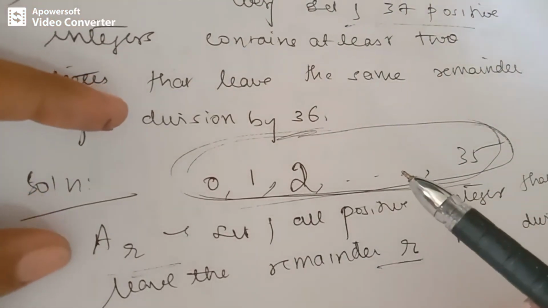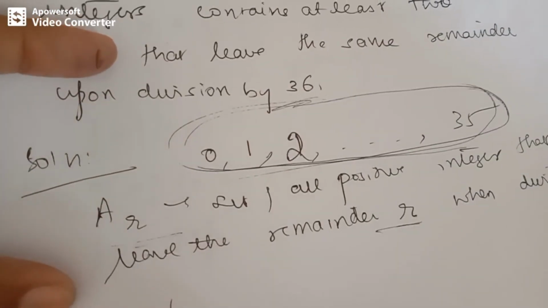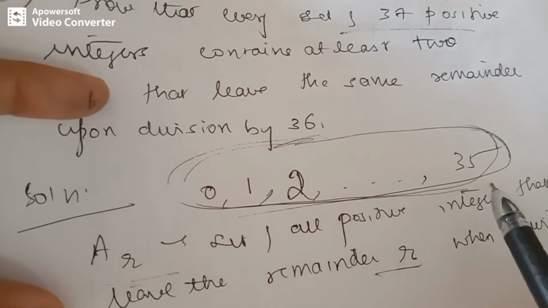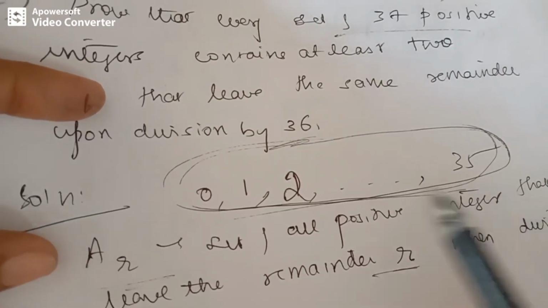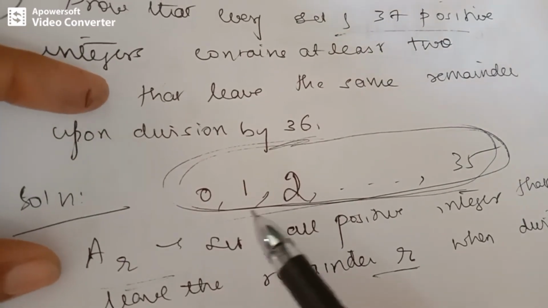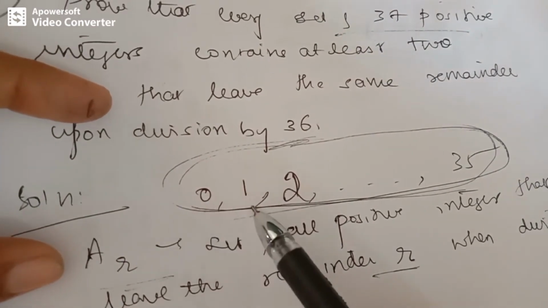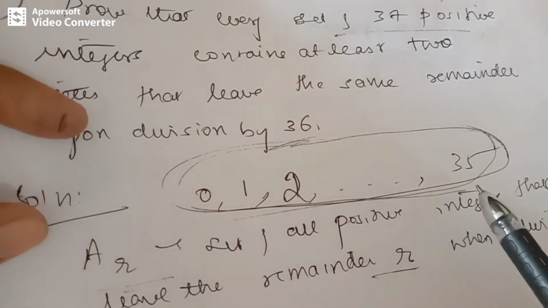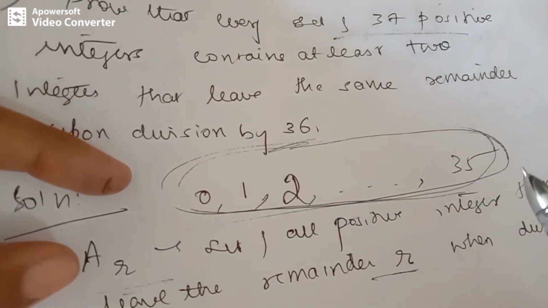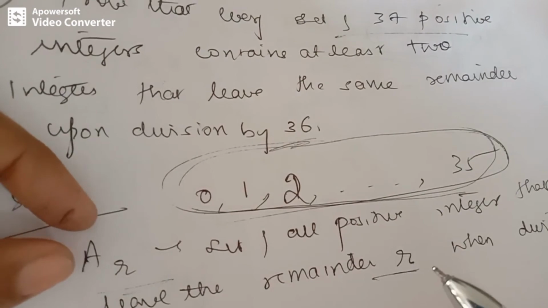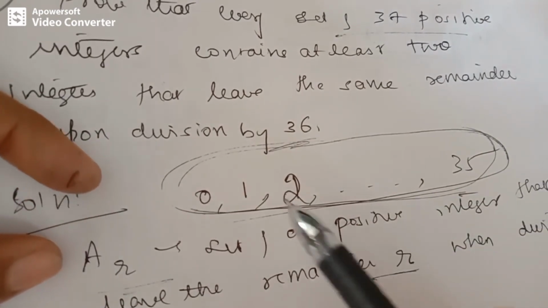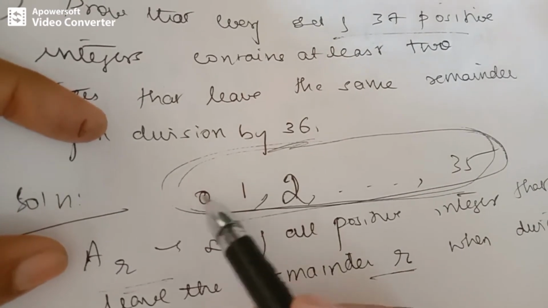Now if we take 36 positive integers, starting from 0 and dividing by 36, the remainders are 0, then 1, and so on up till 35. So totally 36 numbers are there, and once again if you divide 36 by 36, you get 0 as a remainder.